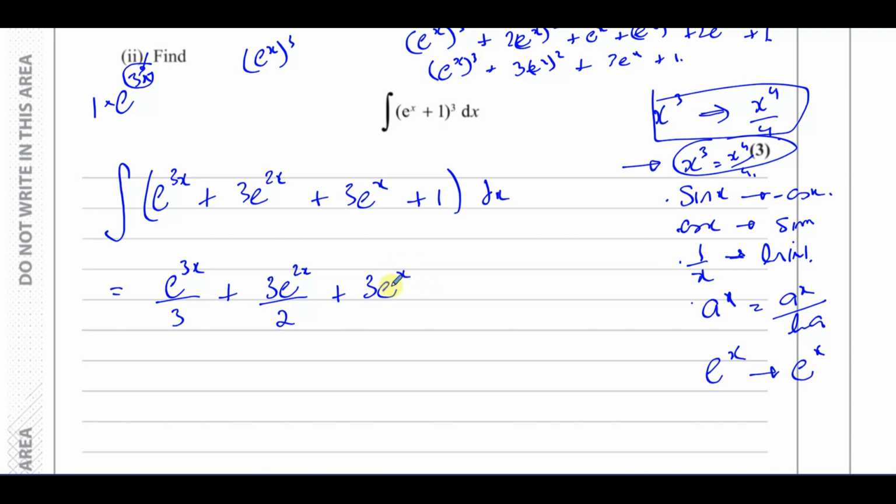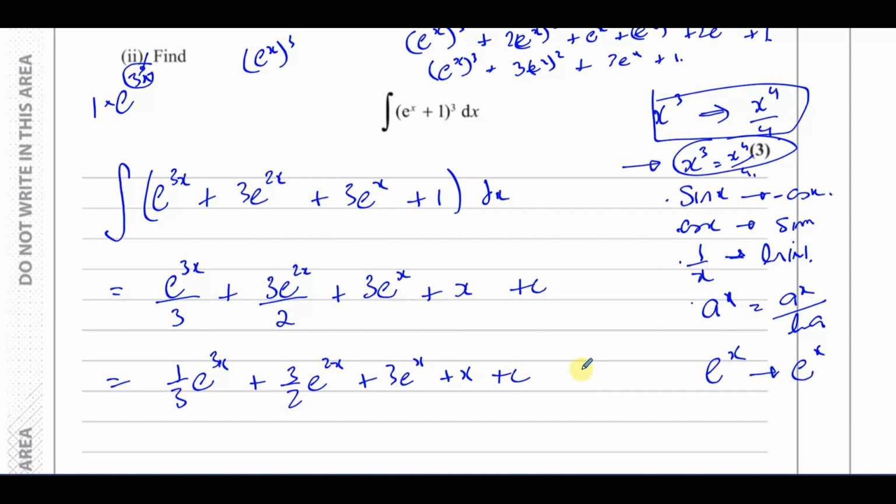If I can say divide by the differential of what's inside here, which is going to be 1 anyway. And then 1 becomes x, and don't forget your plus c. This is an indefinite integral. Let's write plus 3. And there's the answer. That's it. Simple as that. We can, if you want, write it as a third e to the power of 3x plus 3 over 2 e to the power of 2x plus 3 e to the power of x plus c, that's fine.